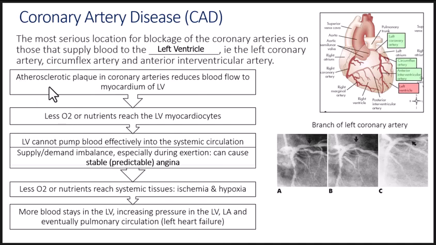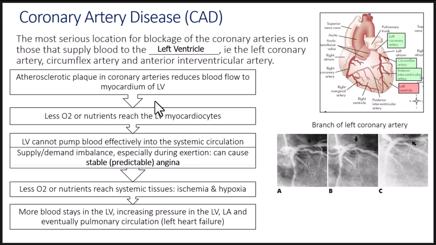So let's break that down. Let's say there's an atherosclerotic plaque found somewhere within the left coronary artery or one of the extensions, or even one of the other arteries that do supply the heart. It means that there's less blood flow being delivered to the myocardium of the heart. In our example, we're talking about the left ventricle, remembering that the myocardium is the muscle of the heart.